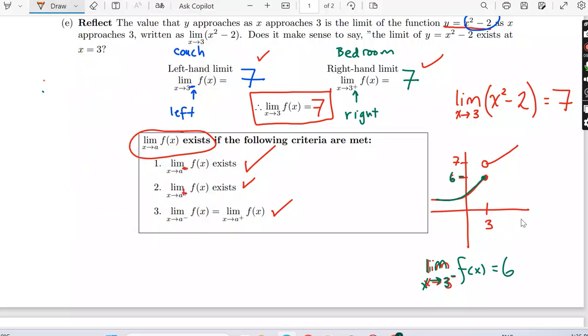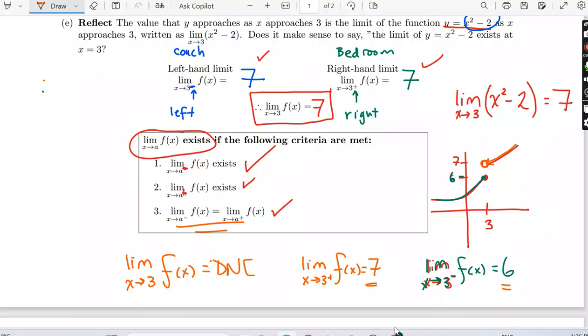Now let's use orange to approach from the right. So what's the limit as x approaches 3 from the right? As x approaches 3 from the right, it equals 7. Well, look at that. These two numbers are not the same. 6 and 7. They are not the same, so we say the limit of f(x) as x approaches 3 does not exist. Okay, for this particular scenario that I just made up.